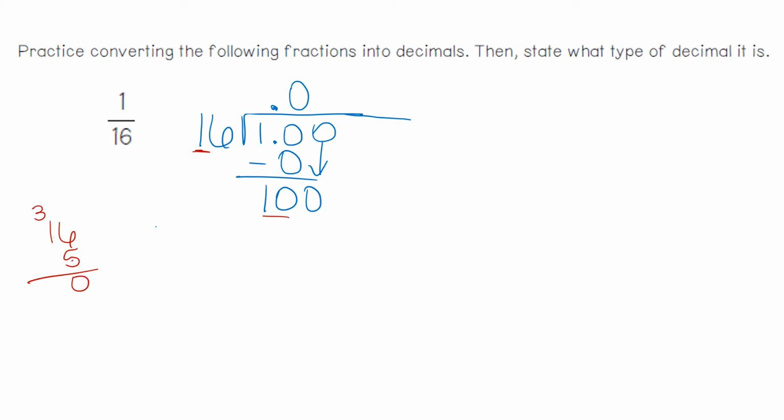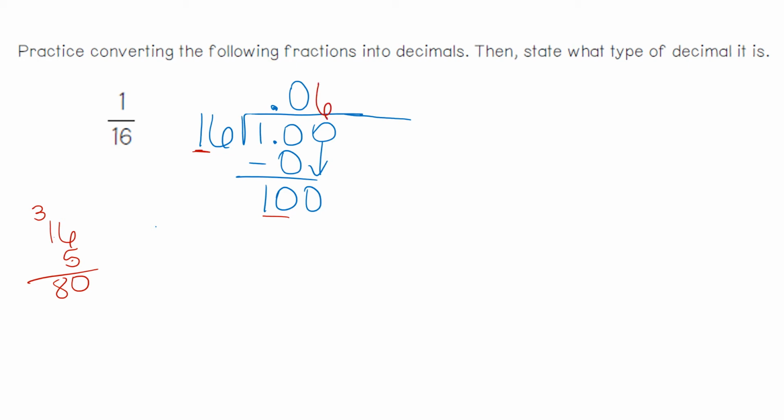5 times 1 is 5 plus 3 would be 8. So that would give me 80. So then you could guess and check to see if you could find another number that might work that would be better. And so we're going to try 6 because we're pretty close here.